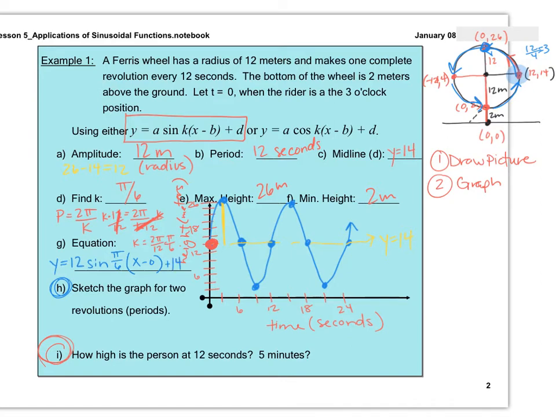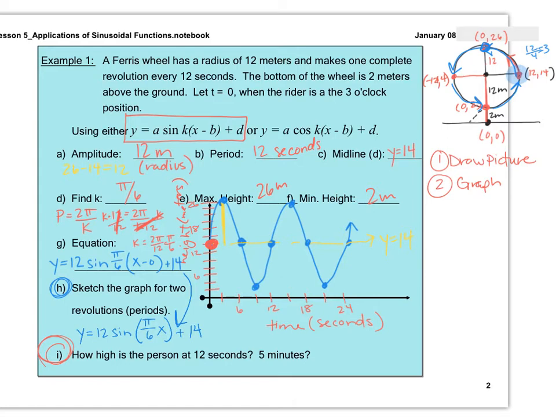Now the only thing that you can simplify here is you don't really need the minus 0. So I'm just going to go down here because there's not much room. You can rewrite this y equals 12 sine, and you can shift those parentheses to look like this, pi over 6x plus 14. You don't really need that x minus 0 in parentheses. Now for the final question.